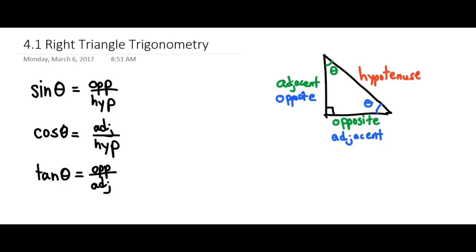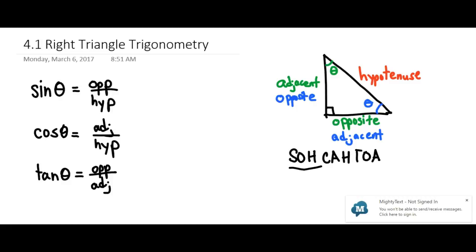Those are my three primary trig functions, and they each have reciprocals as well, which we'll get to in a second. But real quickly, I want to introduce you to a mnemonic device you can use to remember this. It's referred to as Sohcahtoa, because SOH represents that sine is opposite over hypotenuse, CAH represents that cosine is adjacent over hypotenuse, and TOA represents that tangent is opposite over adjacent.